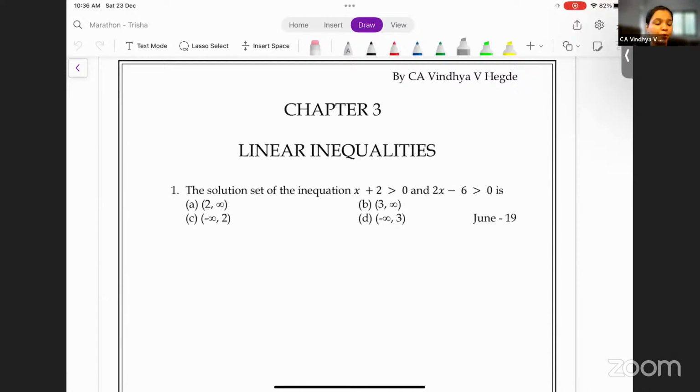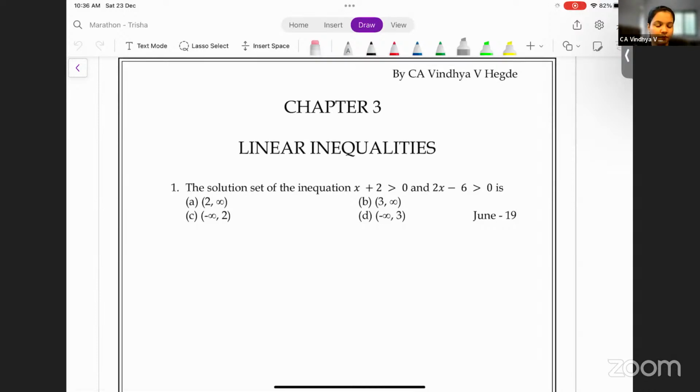Option A, B, C, D. Which one is it? If two inequalities are there, it means the answer should satisfy both. All right? The answer should satisfy both. Option A, option B. Okay.